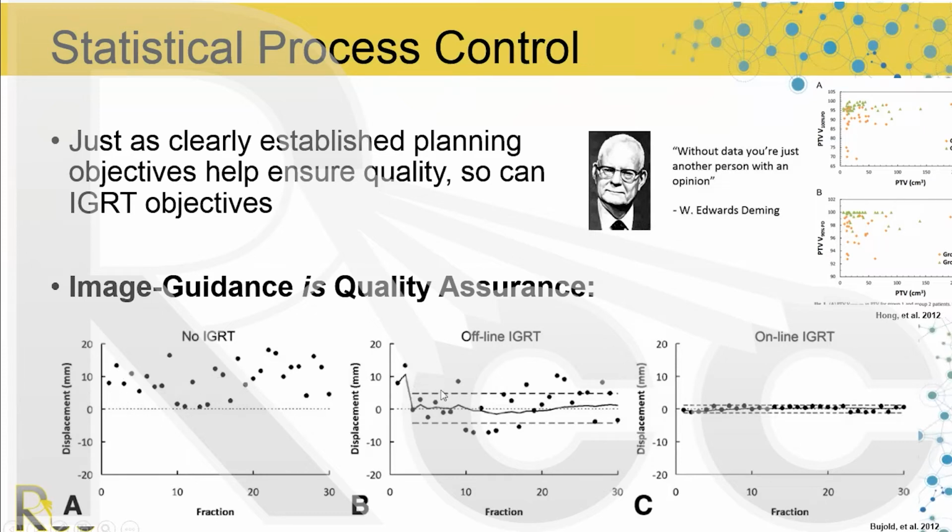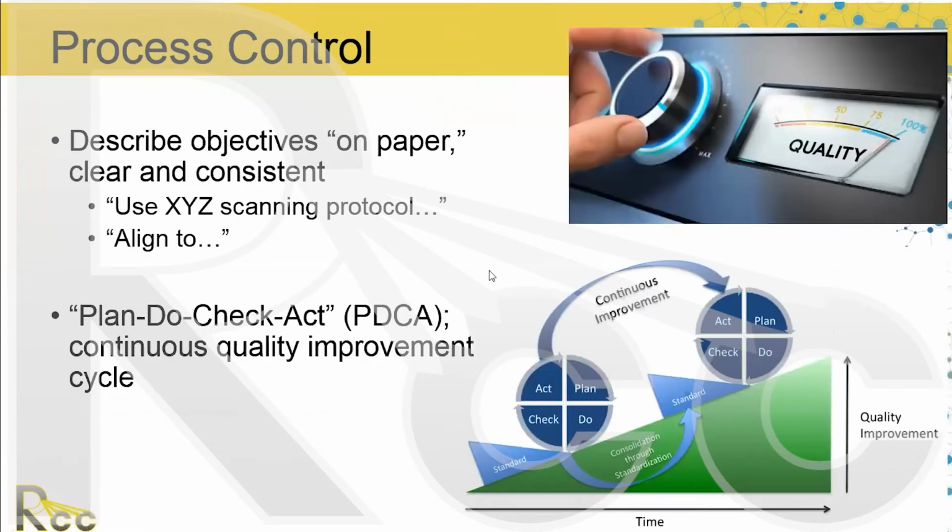Offline IGRT, where things are corrected, the film is reviewed and they're told, okay, we'll move it here. You get it a little bit better. But then online IGRT, where you're actually responding to the image and correcting the image before treatment, you're really able to dial in the positioning and really deliver a higher quality treatment. So part of the quality for image guidance is making sure that you are providing the therapists or the technologists with clear and actionable instructions, to use specific protocols or to align to specific anatomy.